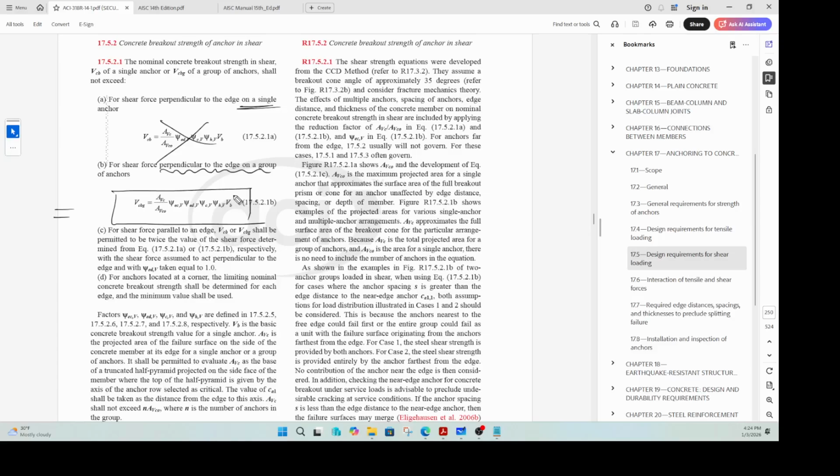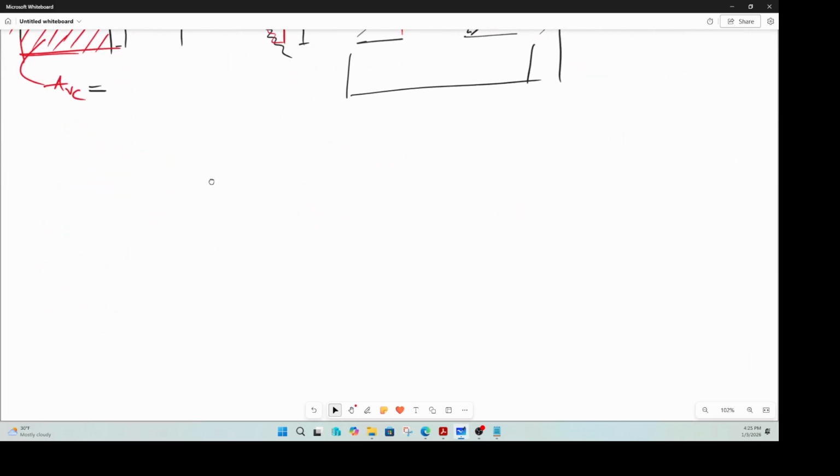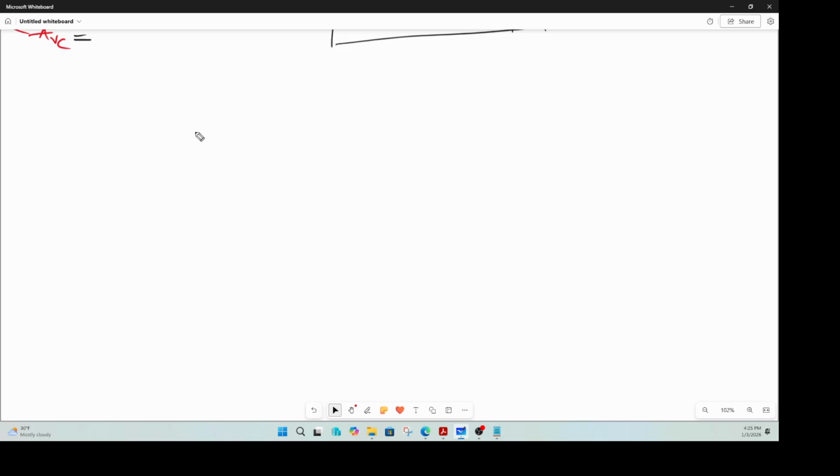And this equation, like I said, VB is the basic breakout strength of concrete of one anchor, and then that is assuming that it is in a cracked concrete scenario, right? Then you calculate that, multiply it with a bunch of factors, and then you take AVC by the ratio AVC by AVCO, and then you calculate your group capacity. Okay, so let's copy that equation here. Let's go back there and we start writing our equations.